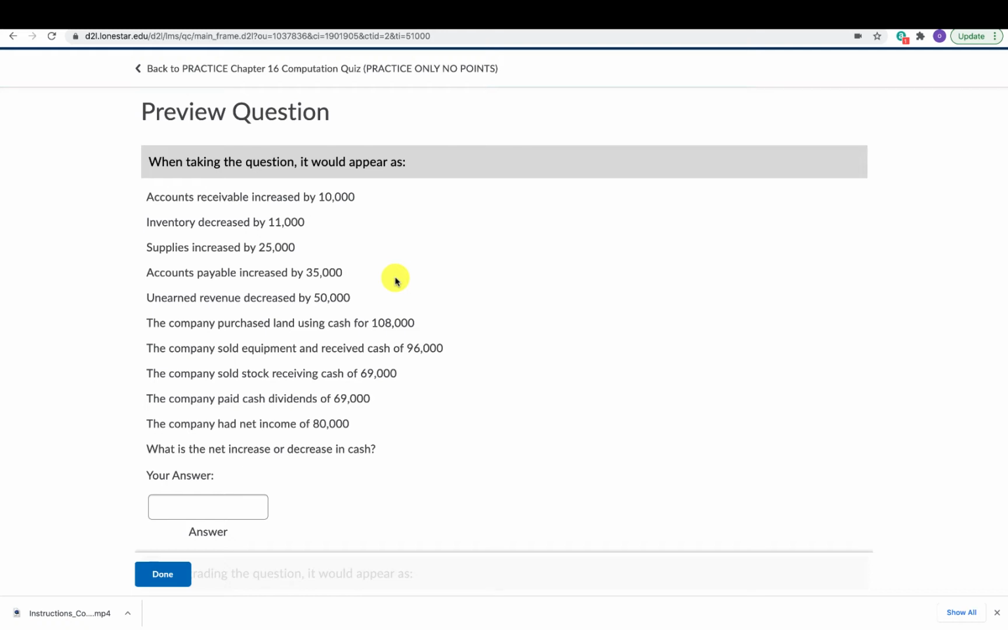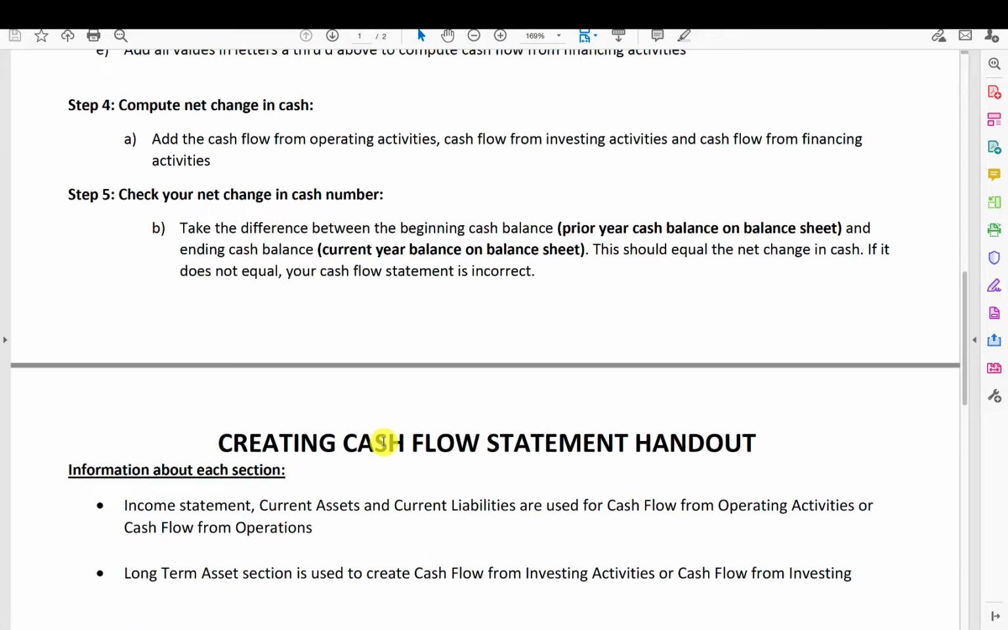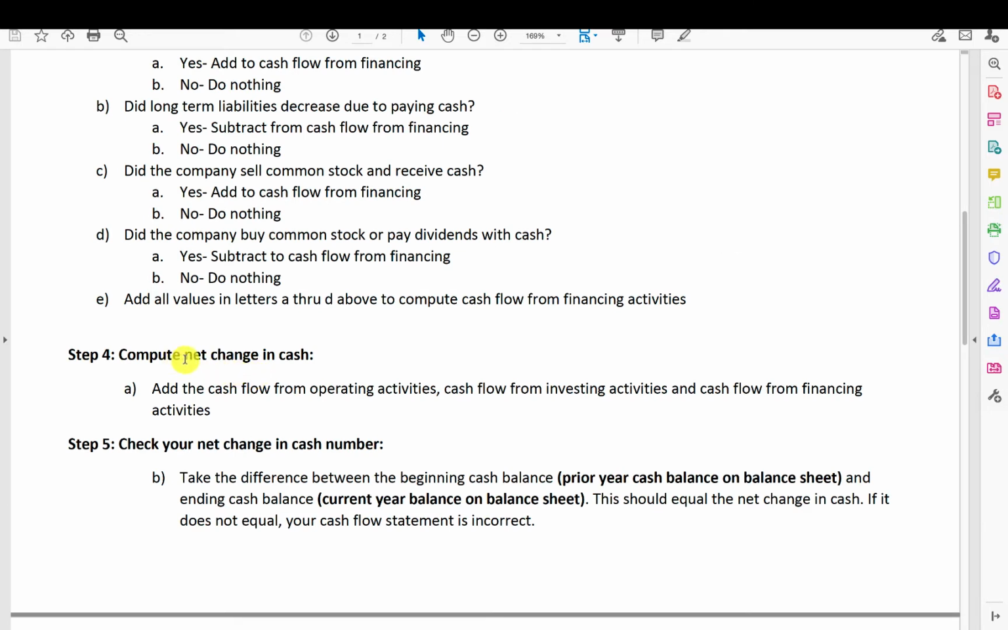In this video, I'm going to go over how you would calculate the net increase or decrease in cash. So here you have all of this information and it's asking you for the net increase or decrease in cash. Right? So we go back to your handout. How do you calculate the net increase or decrease in cash, or the net change in cash? The net increase or decrease in cash is the same thing as the net change in cash.